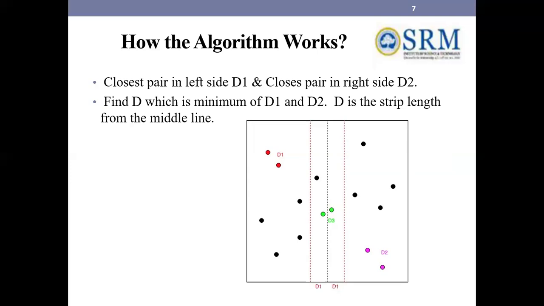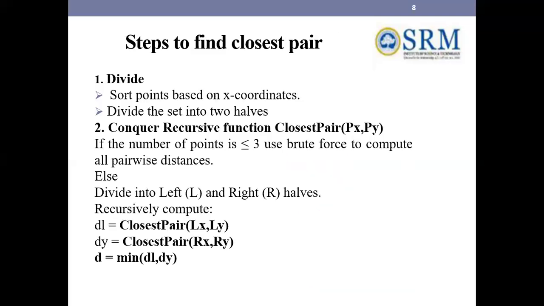So we are comparing every point in the left strip to every point in the right strip. So find the closest pair. Among these three, left side closest, right side closest, and across the middle line closest, find the closest pair. That is the final result.